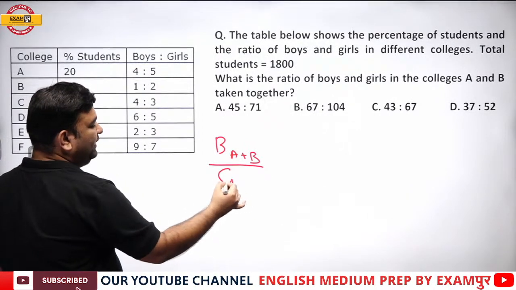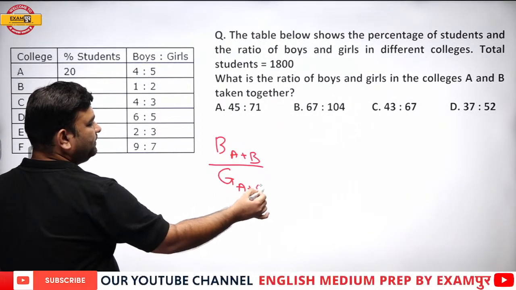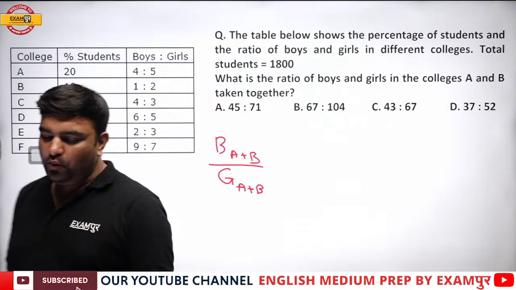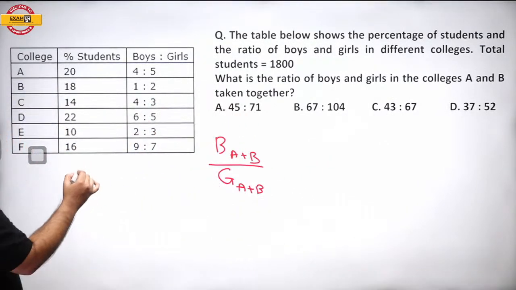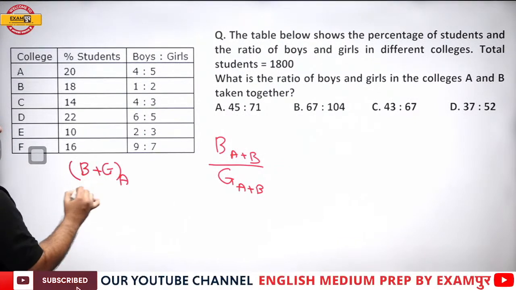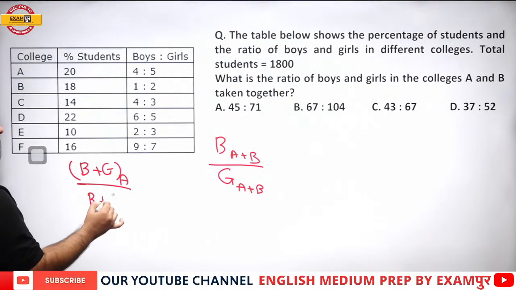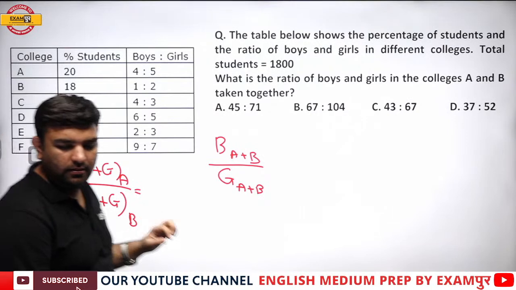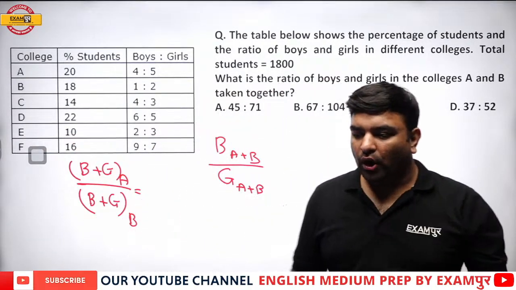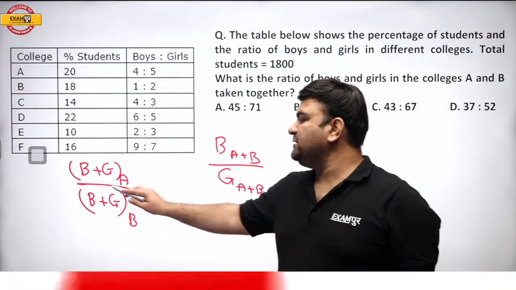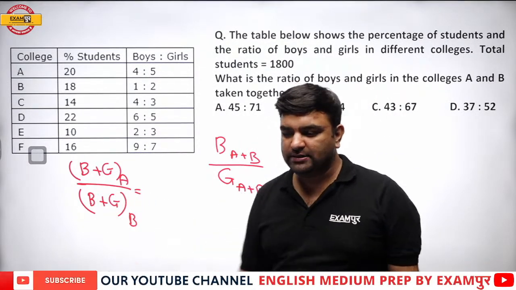How many of you have interpreted like this only? And how many of you are interpreting like this? Guys, how are you interpreting it? Is it boys in A plus B upon girls in A plus B, or is it boys plus girls in A or boys plus girls in B?